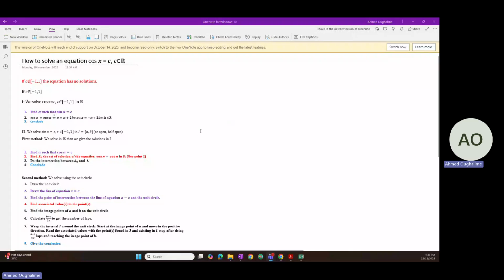So in today's video, we are explaining how to solve equations of the type cos x = c, such that c is a real number. Like we have seen before, if the number c is not in the interval [-1, 1], then this equation has no solutions. Let's say, for example, we solve cos x = 3/2 in R.